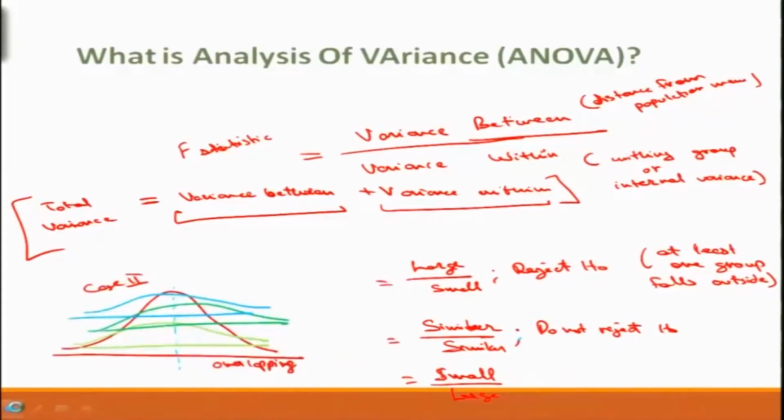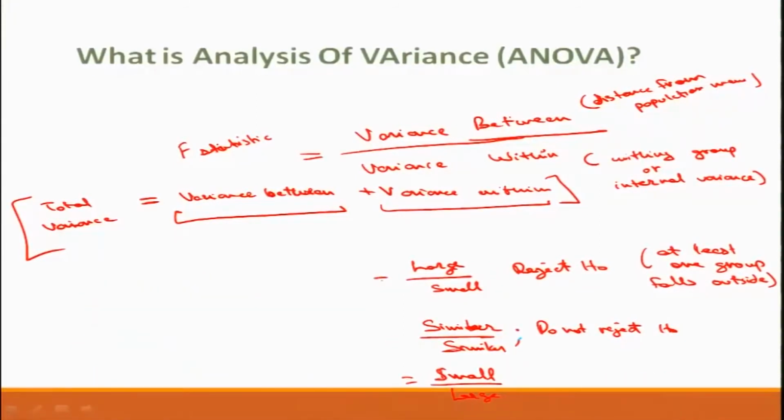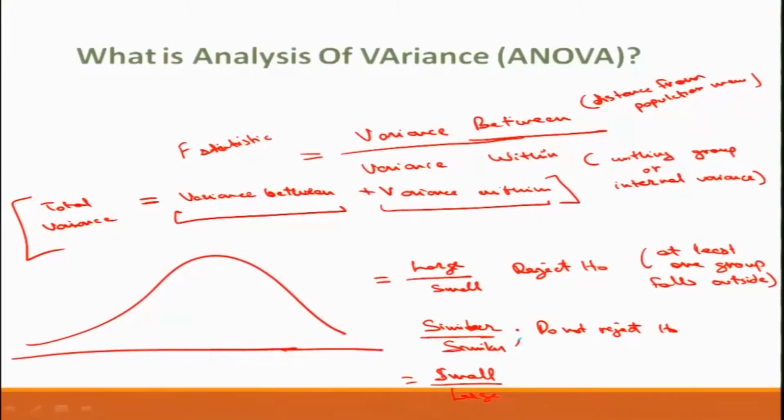So, what would be case 1? Case 1 is the population having narrow or small within group variances.